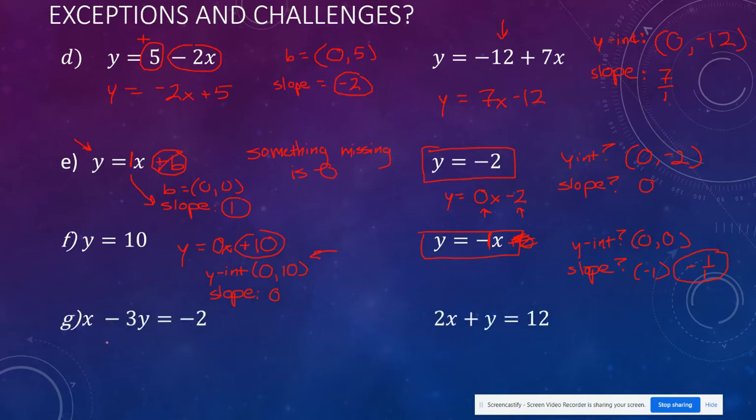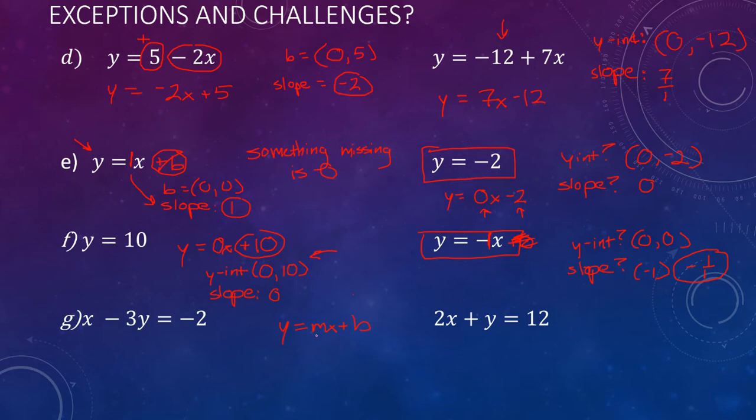And what if they look really weird? Well, back in chapter 1, we learned how to solve for a variable, isolating the y. And we're going to practice using that same skill here, because what we want is y equals mx plus b in order to solve these problems and easily find what the slope and the y-intercept are.